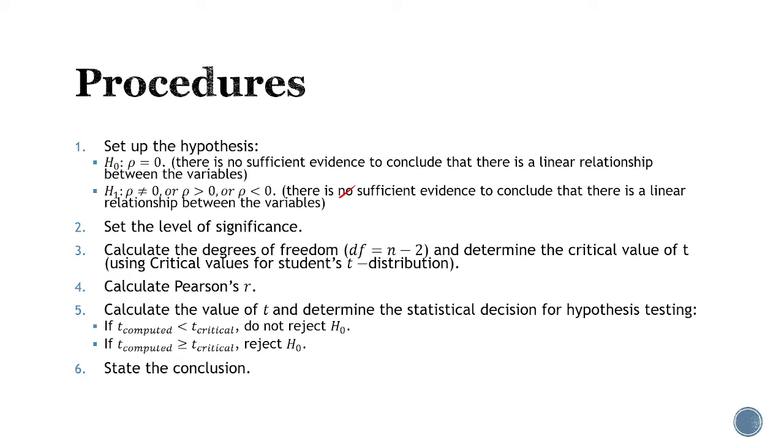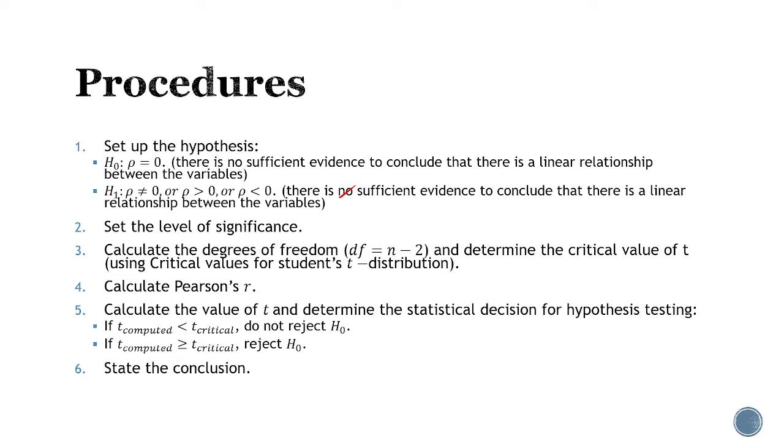So ganito yung mangyayari. Kung yung t na na-compute niyo ay mas mababa kaysa doon sa nakuha niyong t critical dun sa inyong step 3, you do not reject the H0. Ibig sabihin, i-conclude mo diyan na there is sufficient evidence to conclude that there is a linear relationship between the variables.